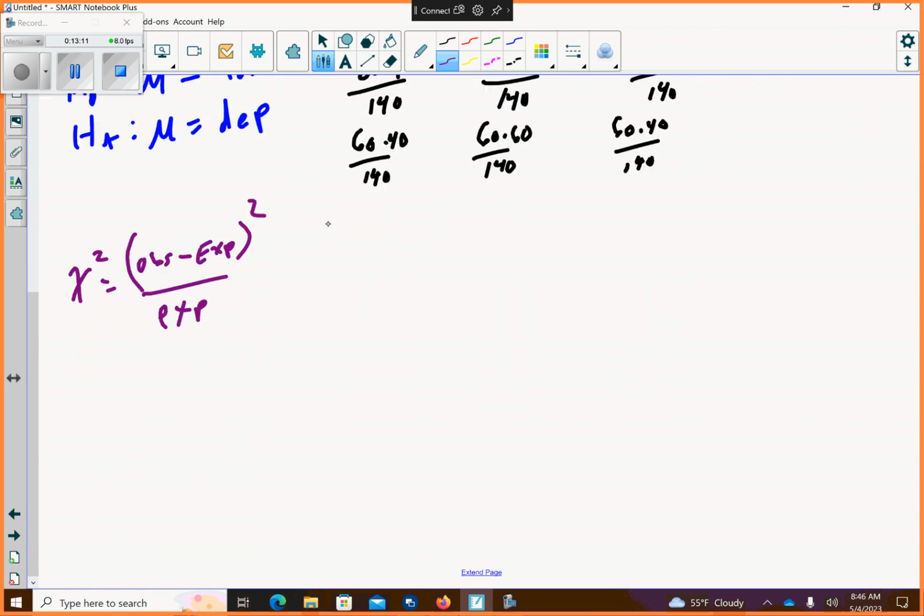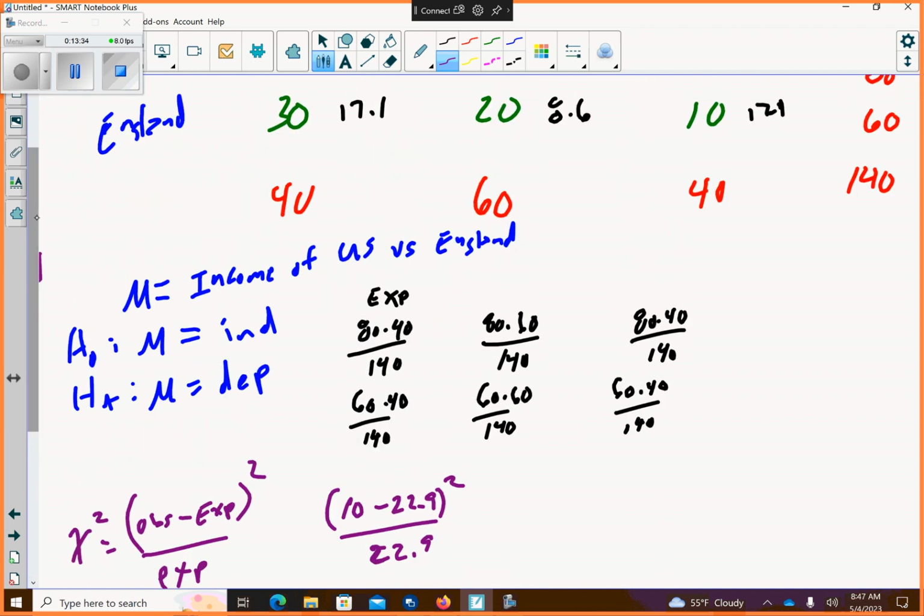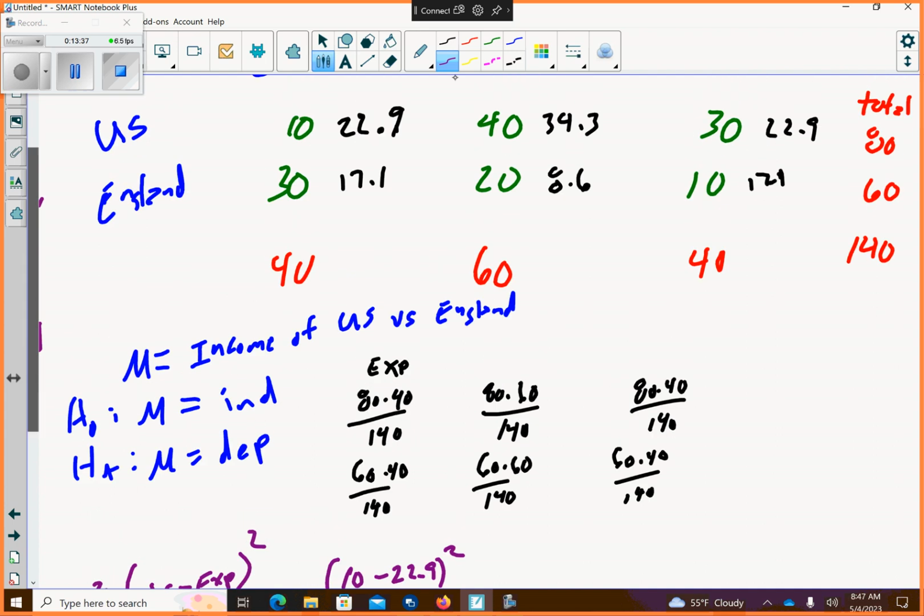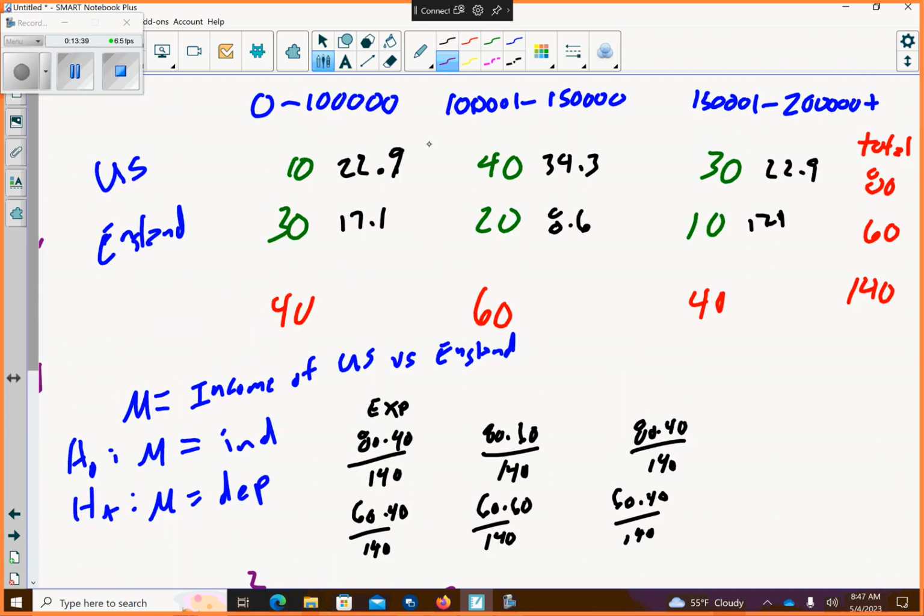So if you were looking at your chart, you observed 10, and your expected was 22.9. Quantity squared over the expected. So the first one, if you did the math on the calculator or on Desmos, doesn't matter where you do it, this first one is going to come out to 7.3. Okay, that's going to be chi-squareds.